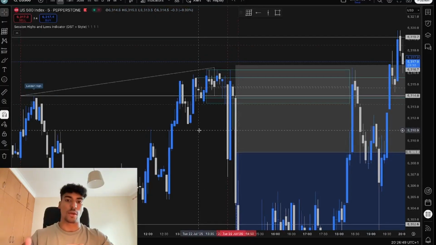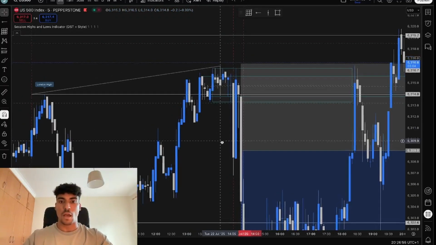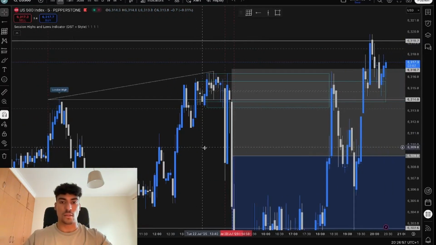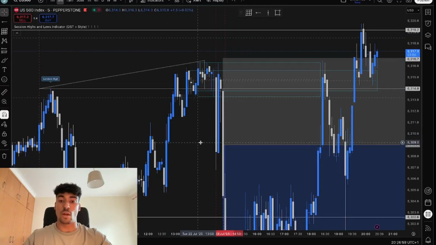So I trade order block, breaker block, equilibrium, fair value gap, breaker structure, inverse fair value gap. That's what I use on a daily basis to trade. You guys can use your strategy if you want, but that's what has been working for me.